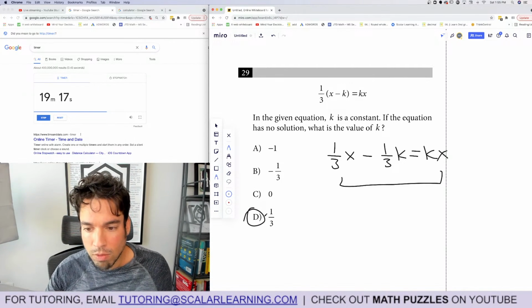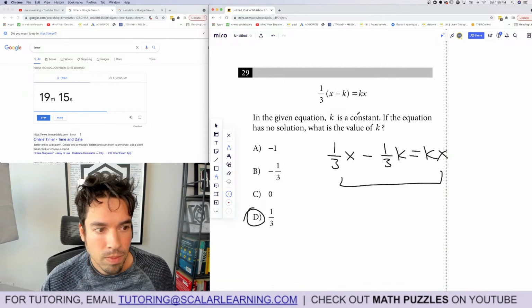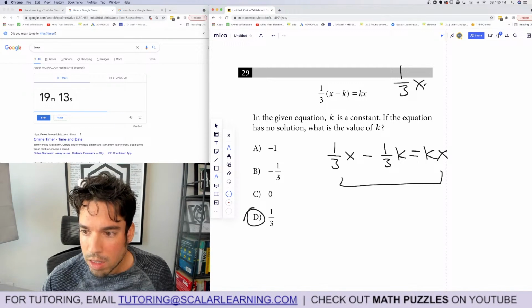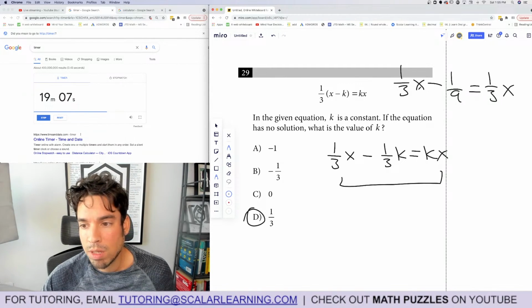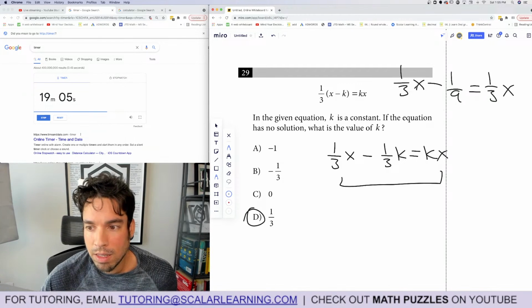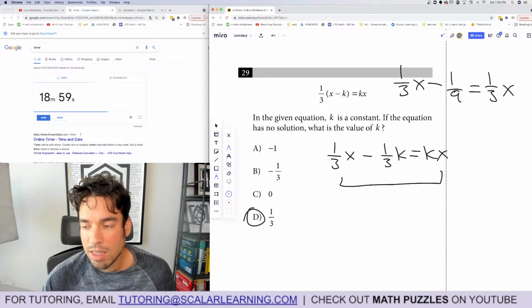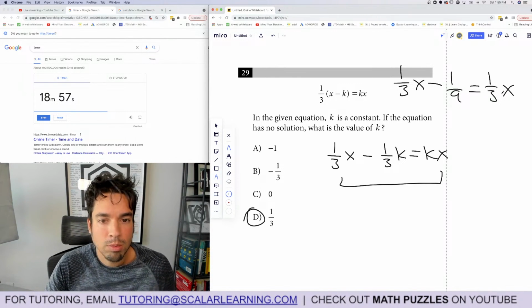You could test it if you ever wanted to. 1/3 times that is 1/9 equals 1/3 x. Now anything you plug in, like 9, you'll get 3 minus 1/9 equals 3. Not true. Plug in 10, you'll get 10/3 minus 1/9 equals 10/3. Not true. It'll never be true.